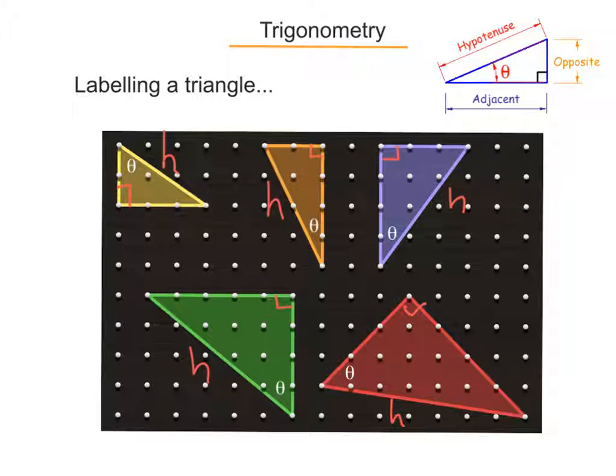If I'm looking for the adjacent side, it is always next to the angle. So let's do the adjacent side. There's the adjacent side there, there, there, and there. The opposite side is the one that is not next to the angle, so the opposite side is here, here, here, here, and here. Labelling the triangle is the first part of doing trigonometry.